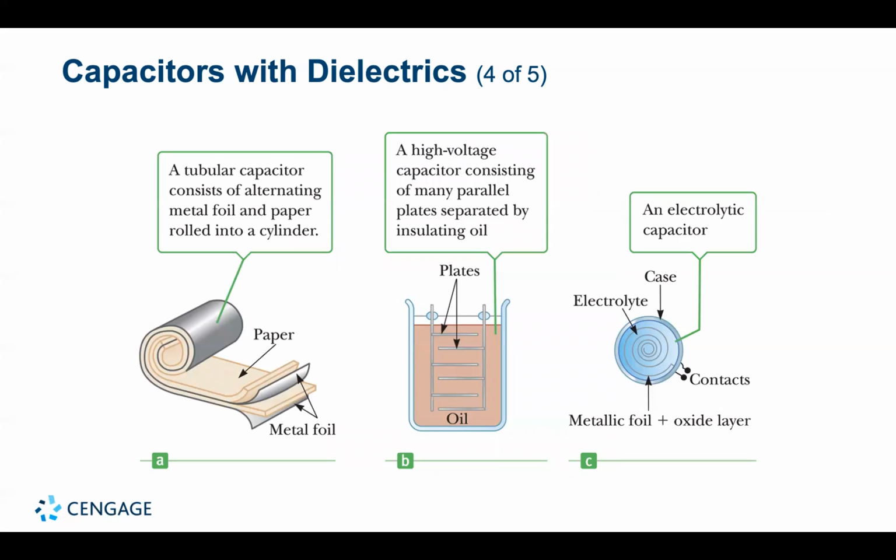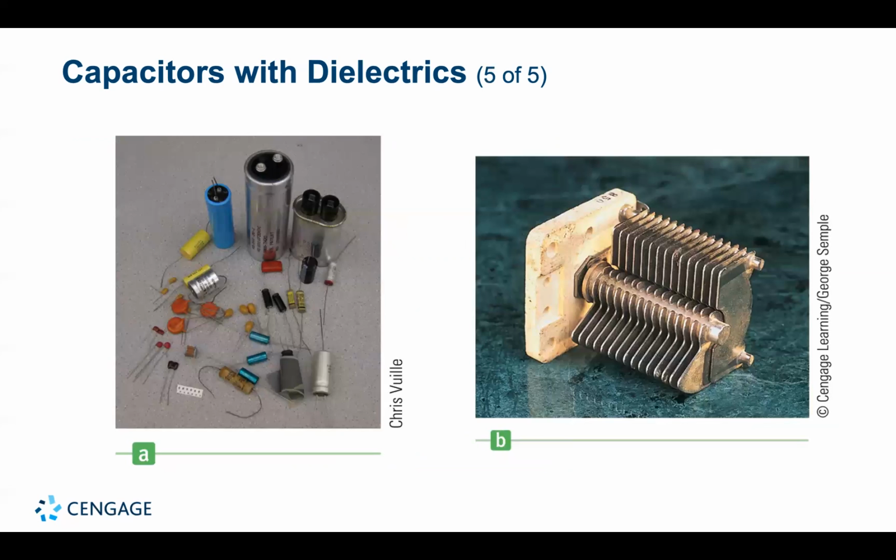Here are some examples of commercial designs for a capacitor. You can have a rolled capacitor. You can have a high voltage capacitor consisting of many parallel plates separated by an insulating oil, so an oil capacitor. And finally, you have an electrolytic capacitor, the one on the far right in figure C. These are just different examples for different applications, where one is more beneficial than another. And here we're also seeing another example of a capacitor with a large number of plates, on the right.